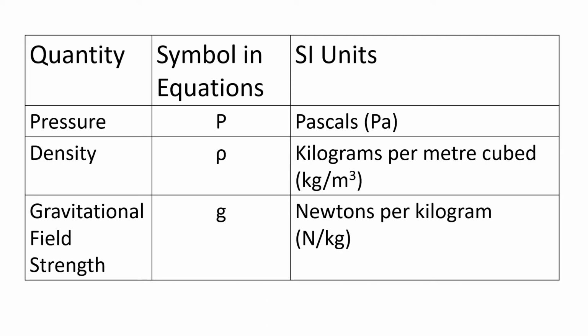So we're going to be dealing with a new equation. We have the quantities pressure, density, and gravitational field strength. Pressure in the equation is written with a capital P, and its units are pascals. Density is written with a rho, and its units are kilograms per meter cubed. And gravitational field strength is written with a lowercase g, and it is measured in newtons per kilogram.